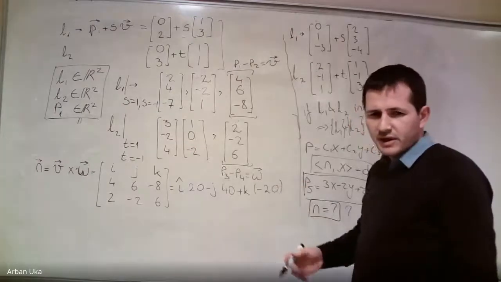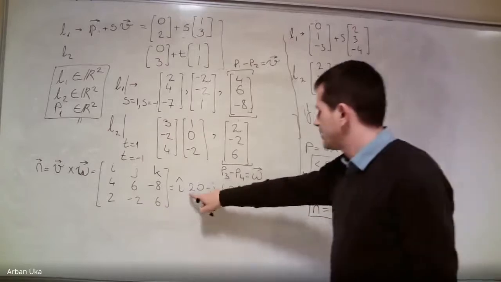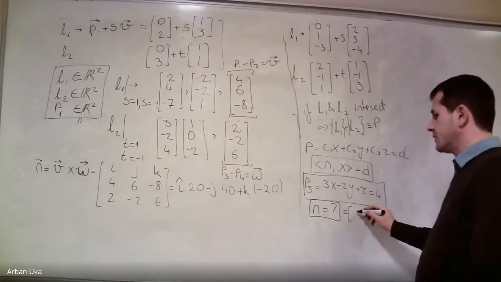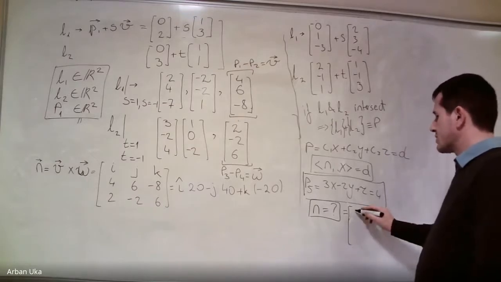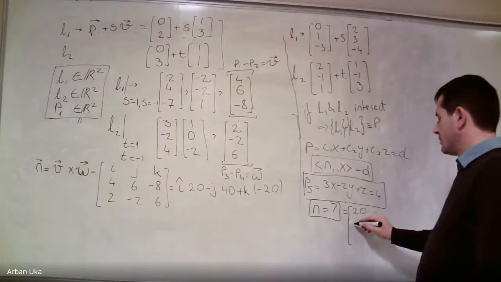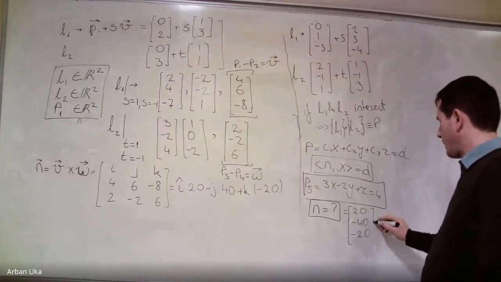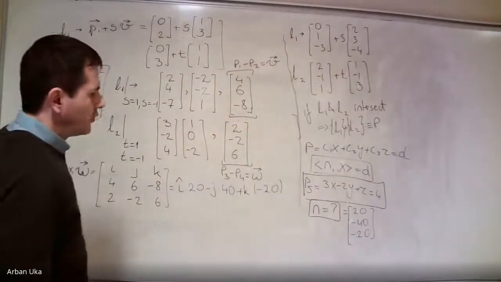So we found n. What is n? N is the vector 20, minus 40, minus 20. Now we know n.